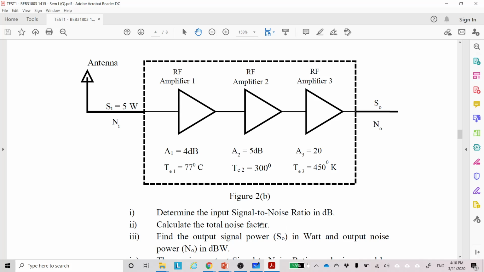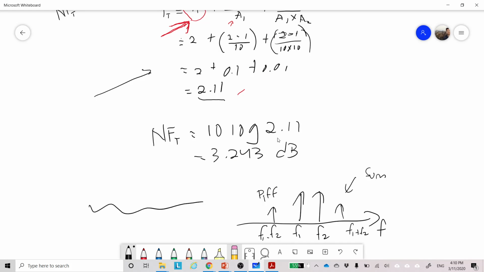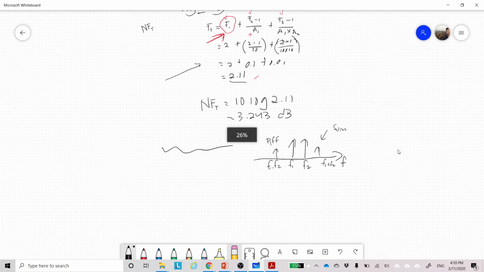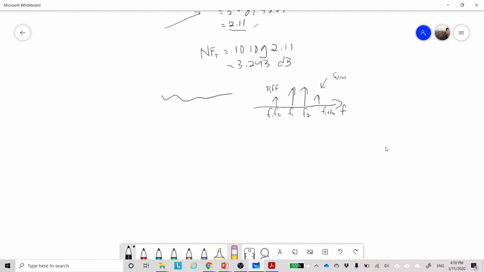So how to do this? The first question asks, determine the output SNR, and then calculate the total noise factor, and then find the input signal power, output signal power and output noise power. So if we draw the picture, okay, you diberikan SI.